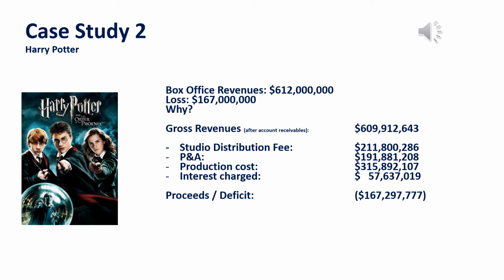So when we look at a movie like Harry Potter, a tentpole movie based on a known IP, and we consider the fact that it made $612 million in box office, we have to wonder why it shows a loss of $167 million today. The gross revenues for these pictures are $609,912,643. So where did all the money go? Well, here's where it went.